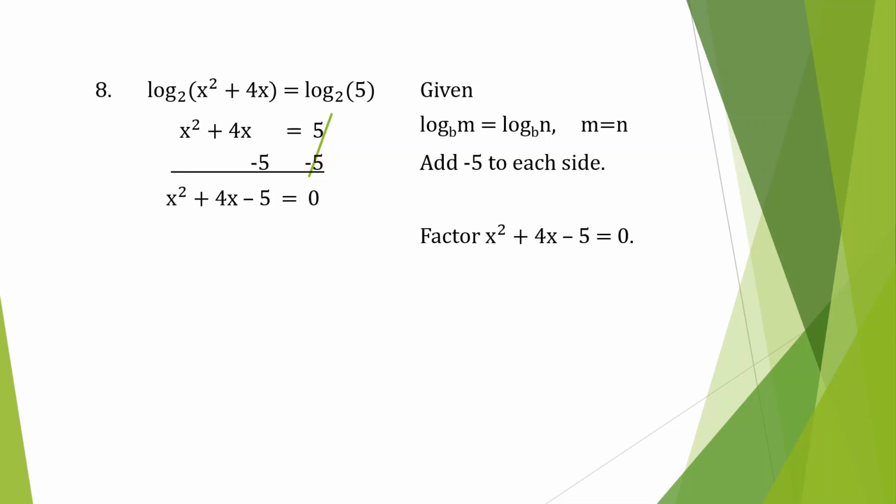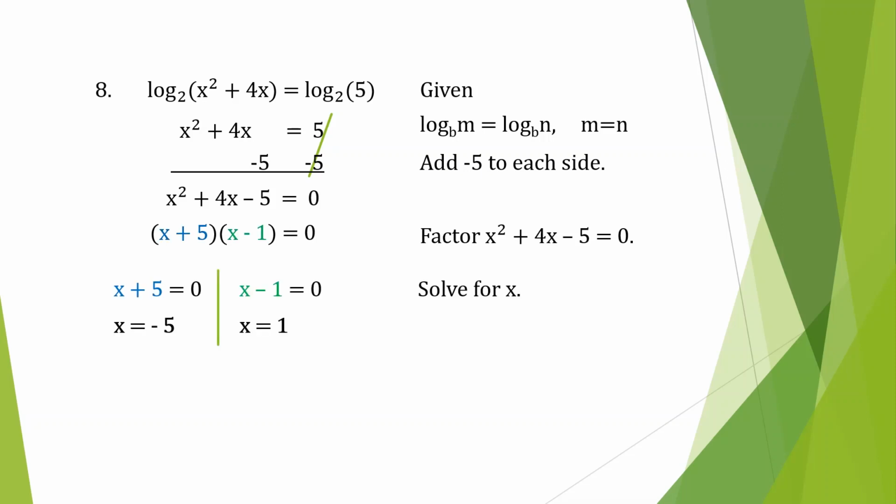Factor out x squared plus 4x minus 5 is equal to 0. The factors are x plus 5 and x minus 1. Let us solve for x. So we have x is equal to negative 5 and x is equal to positive 1.